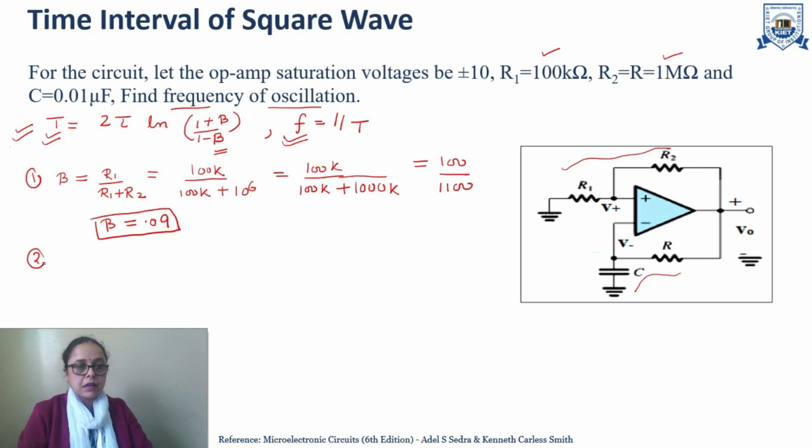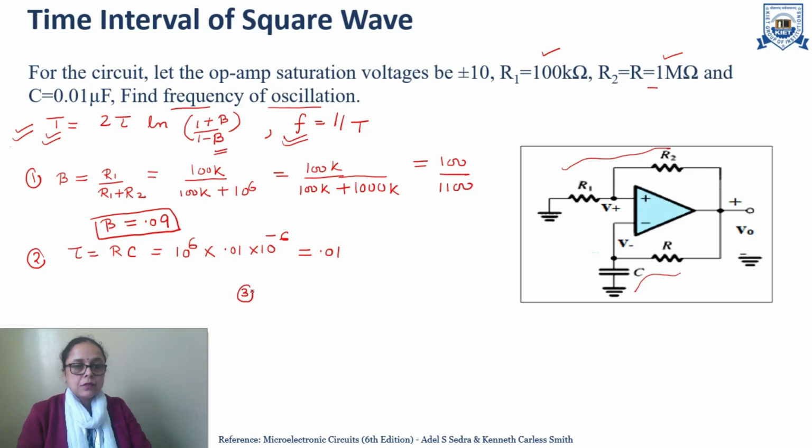The second parameter is tau. Tau is the product of R and C. The value of R, here we can see, is 1 mega ohm, that is 10 to the power 6 ohm, and the capacitor is 0.01 microfarad, it means 10 to the power minus 8 farad. So, the value of tau will be 0.01.